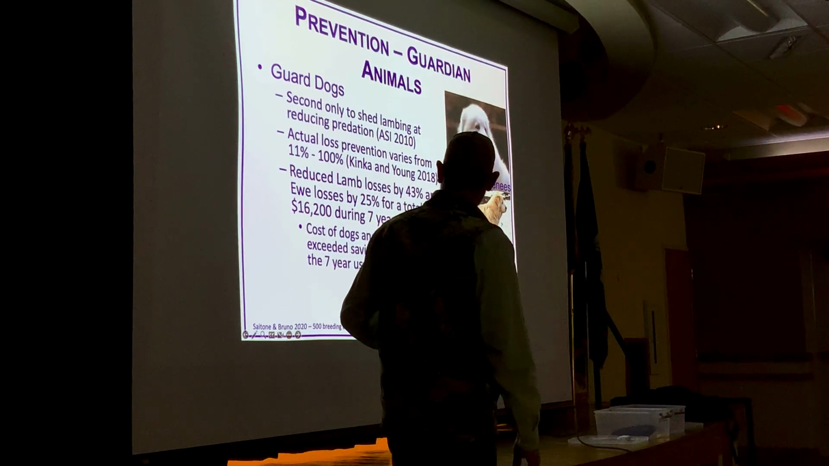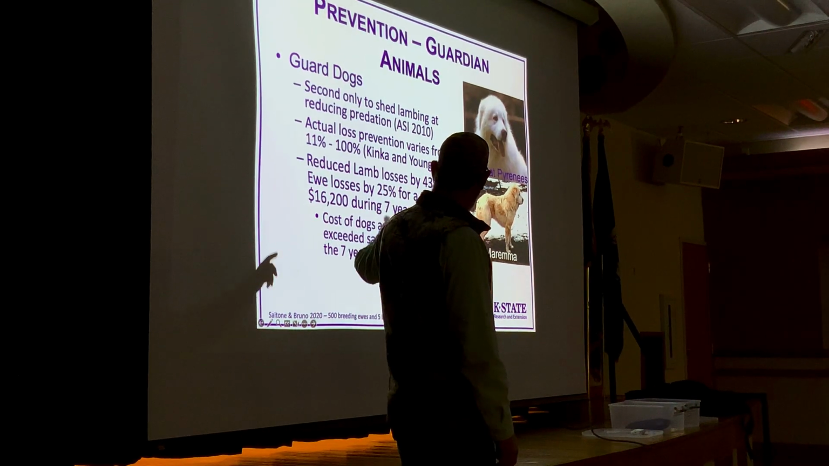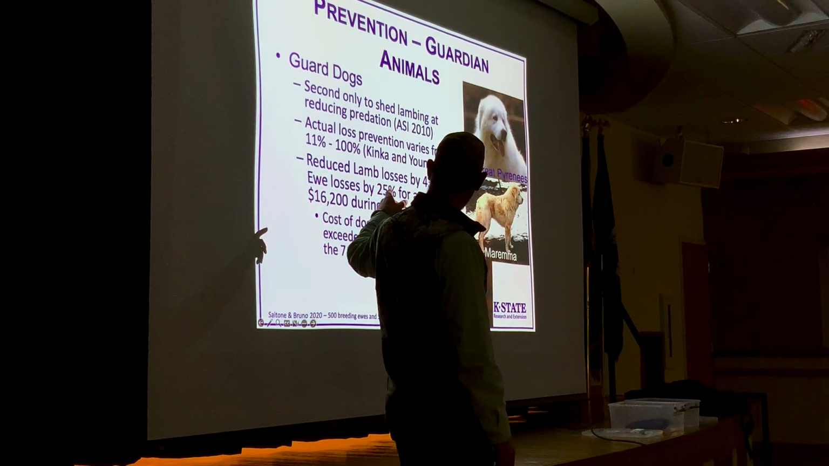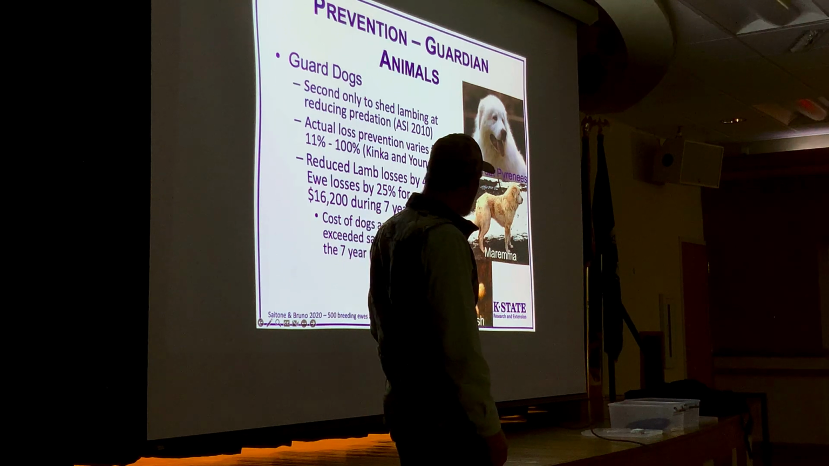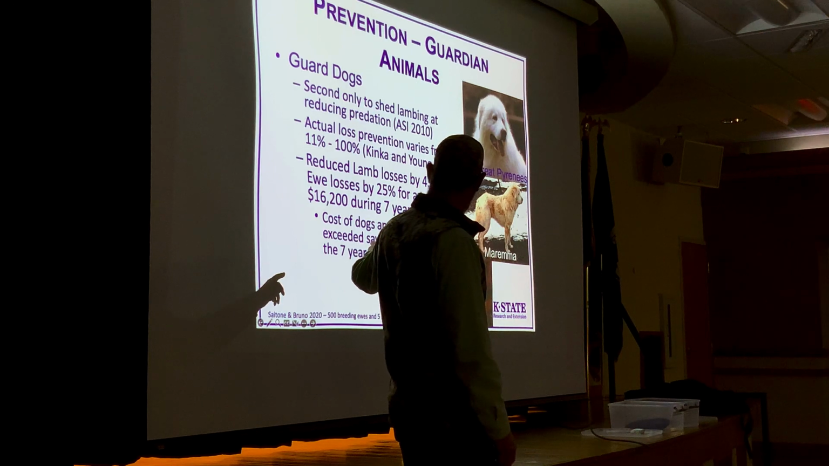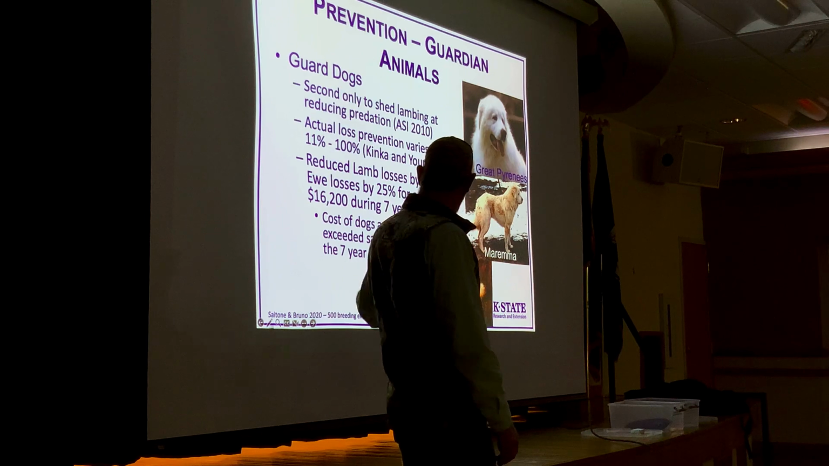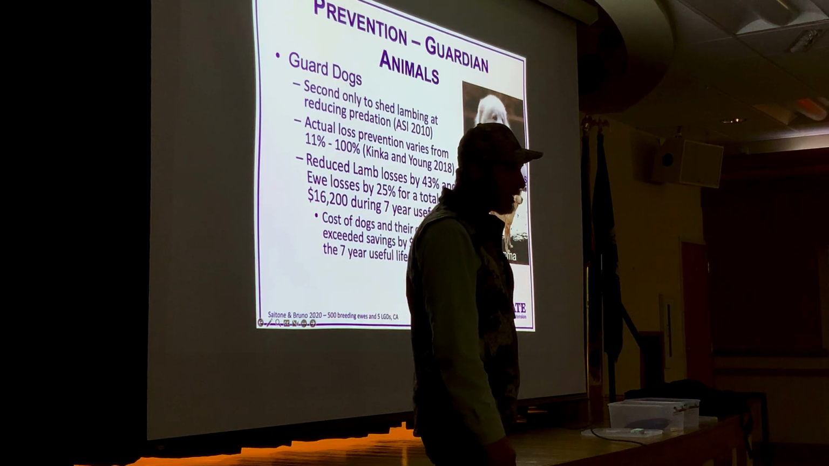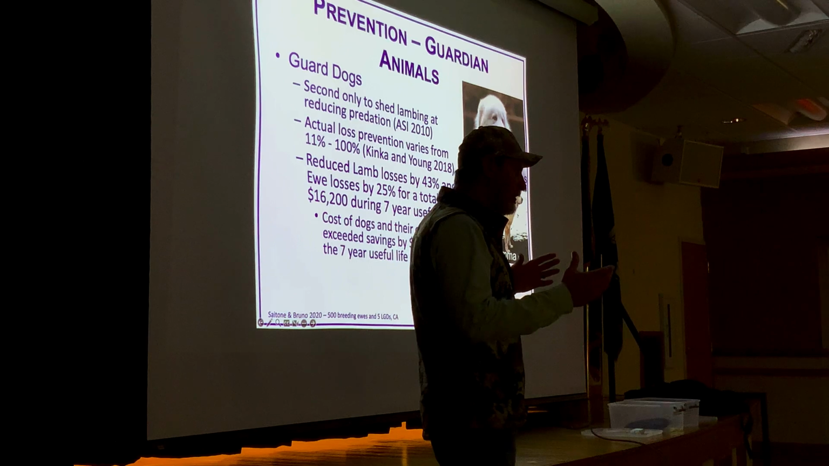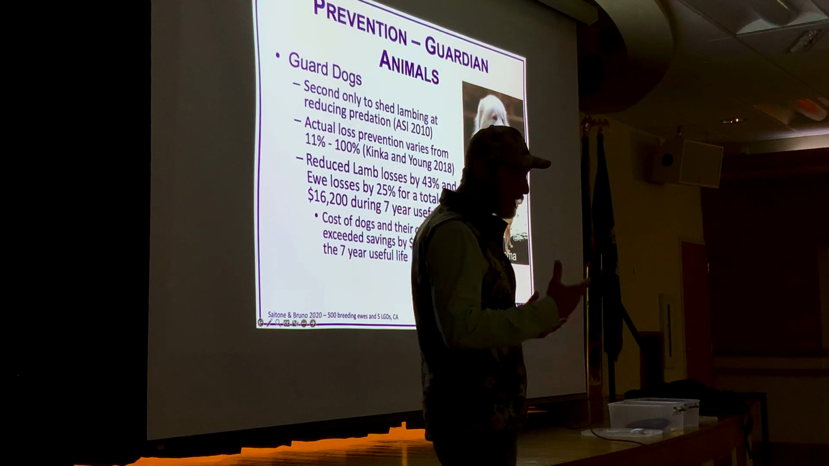What about cost effectiveness? There was a study in California where they had 500 breeding ewes, and they saw that they reduced lamb losses by 43% and ewe losses by 25% for $16,000 in averted losses during the 7-year useful lifespan of the dog. But the cost of the dogs and their care exceeded that $16,000 by $13,400 over that 7-year useful life period. So whether or not guard dogs are gonna make sense for your operation is gonna depend on a lot of specific things about your operation.